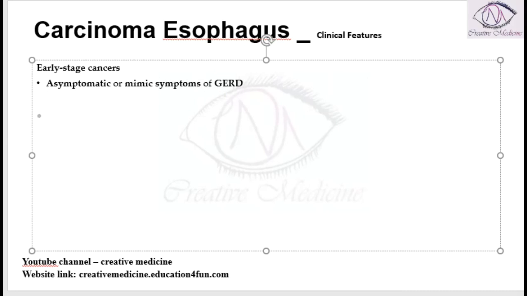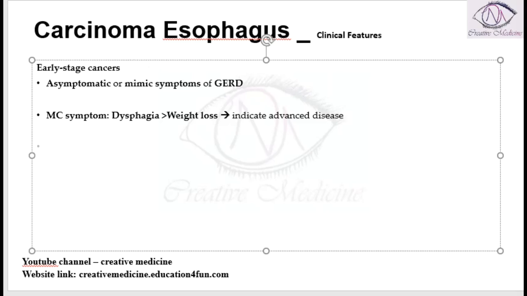If you were asked what is the most common symptom of carcinoma esophagus, the most common symptom is dysphagia followed by weight loss. If the patient presents with dysphagia and weight loss, then it indicates that the patient is in advanced disease. Either dysphagia or weight loss will indicate that the patient is in advanced disease, because earlier stage cancers are mainly asymptomatic.